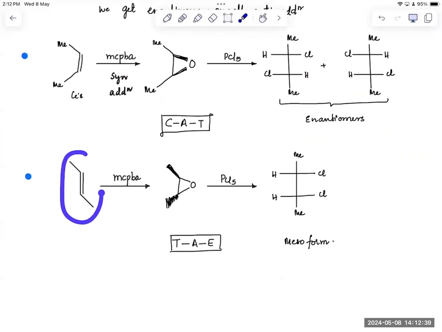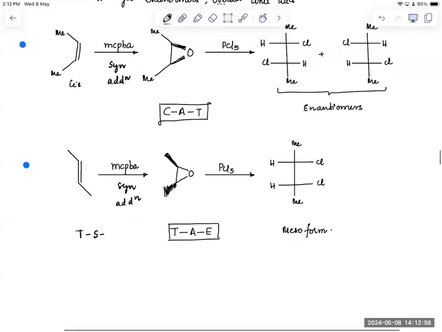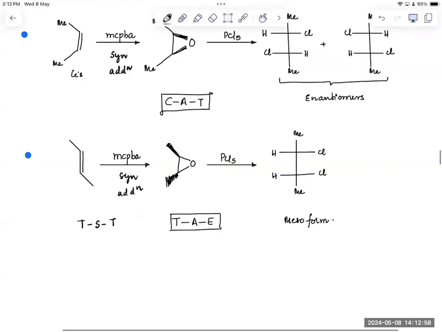While if you have a trans, when you do mCPBA, which is again a syn addition, and you know that trans plus anti-addition is this, trans plus syn addition. Trans plus syn addition, right? Will give you a threo form. You can see this methyl and this methyl are inside and outside. So that's a threo form, on which when you add PCl5, it is like trans on trans.